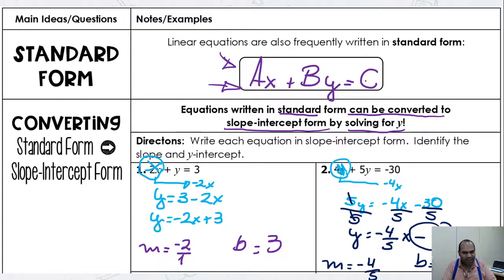Great. You move, like here, number 1, you move 2x by its opposite. It is negative 2x, 3 minus 2x over here. And here is your equation: y equals negative 2x plus 3. Your slope is negative 2 over 1. Remember you need the over 1 here because slope is always represented as a fraction. And b equals positive 3. That's where it touches the graph.